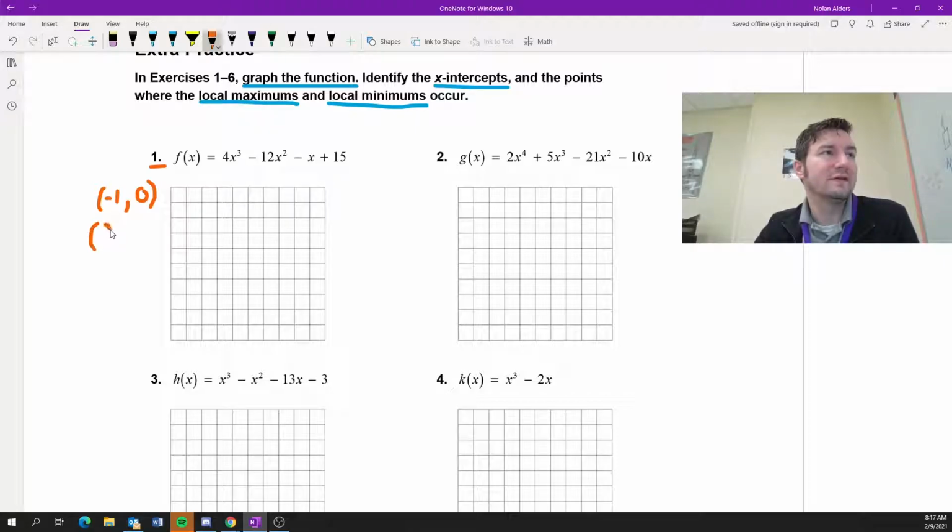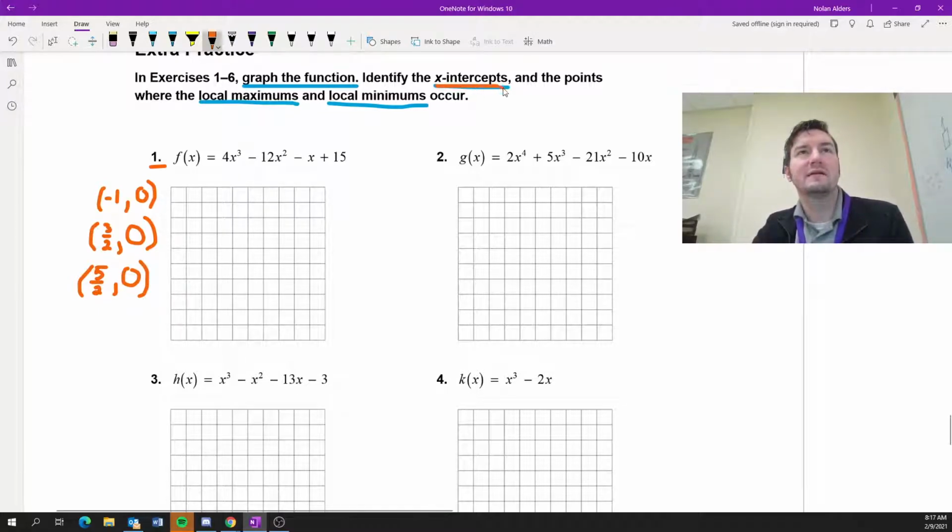So we can write this as a fraction. 1.5 is the same thing as 3 halves, 0. And then 2.5 is 5 halves, 0. All right, so those are our x-intercepts. So now let's look at our local maximums.